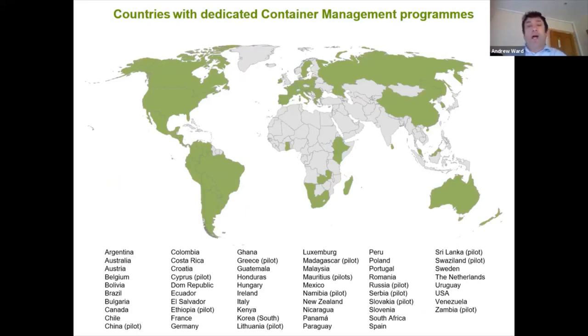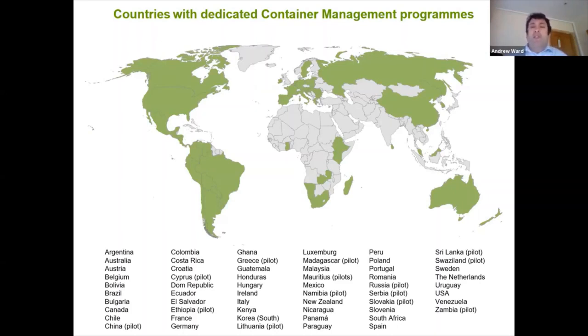So CropLife member companies have worked for over 30 years in container management. And to date, we have over 50 countries where container management is taking place. The most recent developments have been happening in China, where container management is starting to operate at a provincial level, but this has been facilitated by some government policies.